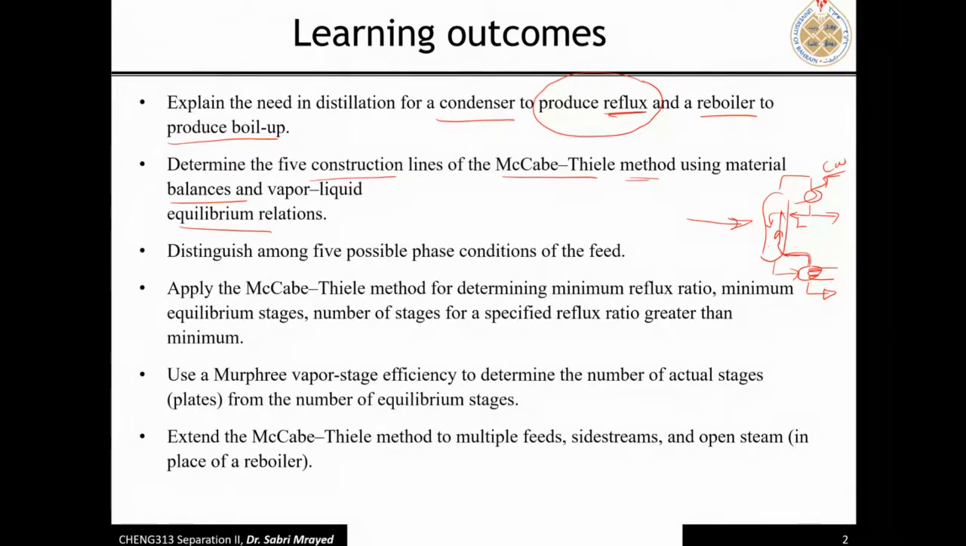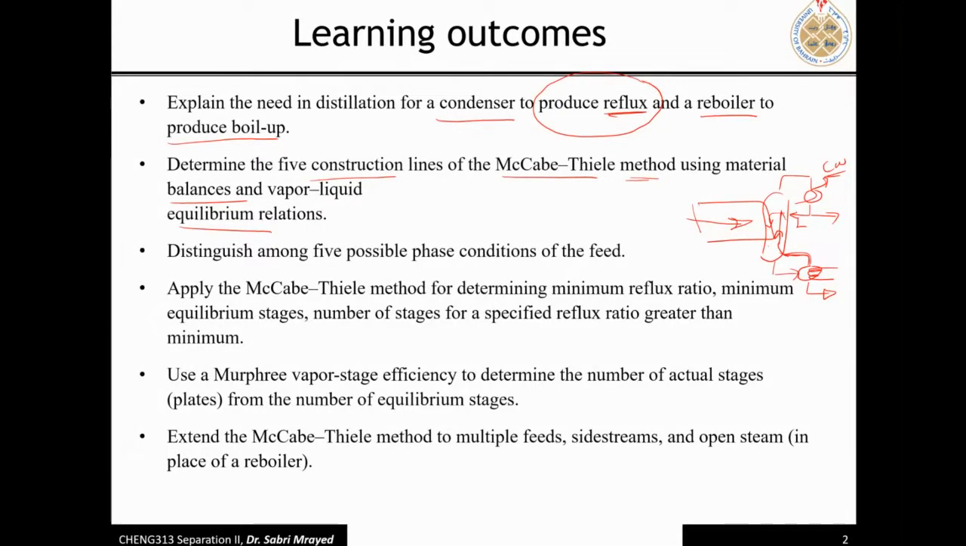And then we will explain the effect of feed, how the feed conditions matter. When we say the condition of the feed, we mean whether it is liquid or vapor, whether it is saturated liquid or saturated vapor, or a superheated or subcooled mixture, and how this will affect the number of stages.